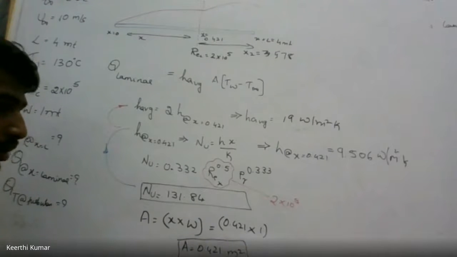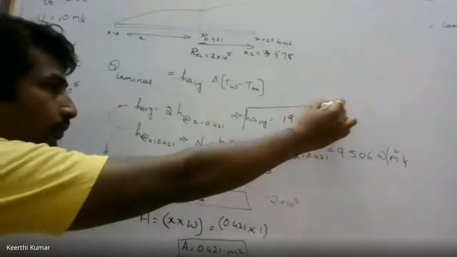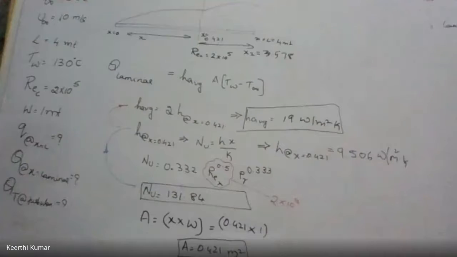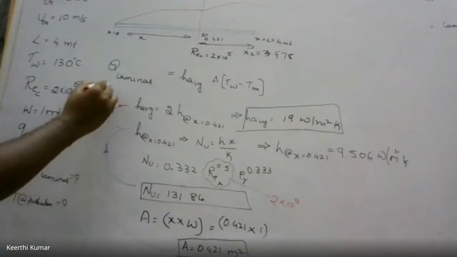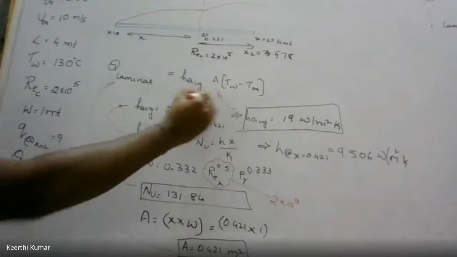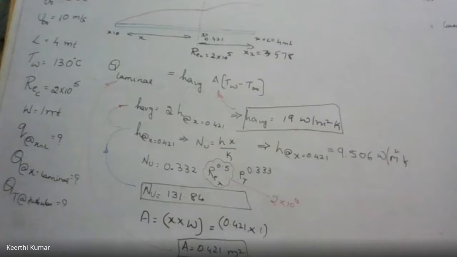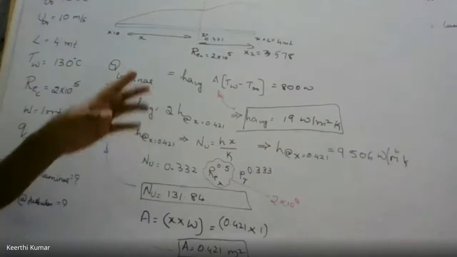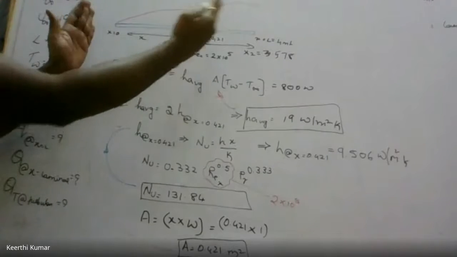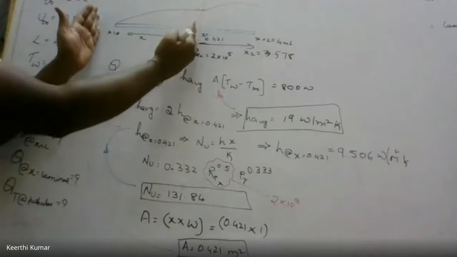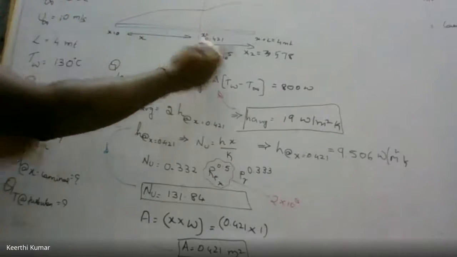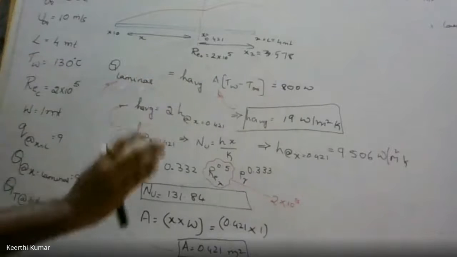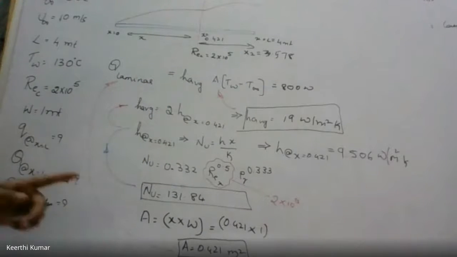So we got this unknown, this unknown. So substitute the value of area and the value of h average into the equation of Q. So what will you get? We'll get the value of Q. What is Q now? 800 watts. That means the rate of heat transfer, the value of Q only for the laminar flow. If the plate is only up to this length, it will have laminar flow. For that laminar region, the rate of heat transfer is 800 watts. Just 800 watts. Understood now?